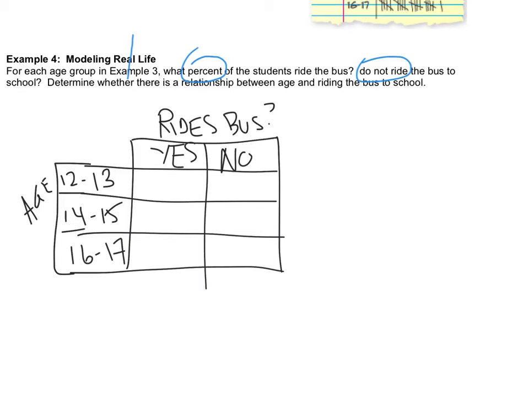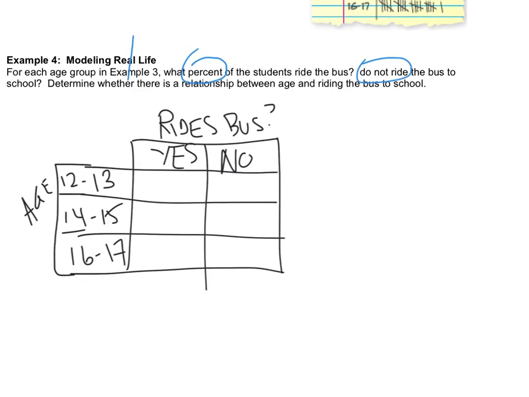Okay, so percentages. Remember our percentages back from the past. What we're going to be talking about is the percent. So a couple of things we're going to remember. We're doing it for each age group, and that's important to notice. We're not doing it for the overall group. We're doing it for the age group.